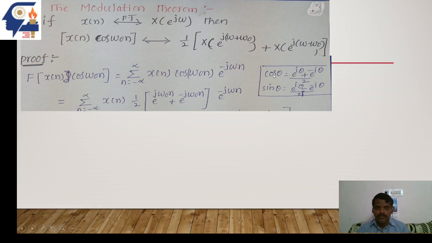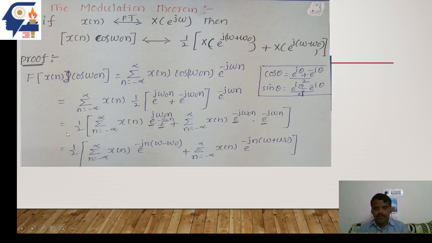We studied in plus 1, plus 2 or 10th class that cos theta equals e power i theta plus e power minus i theta, divided by 2. The same way I am going to write cos omega naught n as e power j omega naught n plus e power minus j omega naught n, divided by 2. Now this 2 is a constant. Take this 2 outside, then send the summation and x of n inside, and e power minus j omega n also inside. Then we will get 1 by 2 outside.